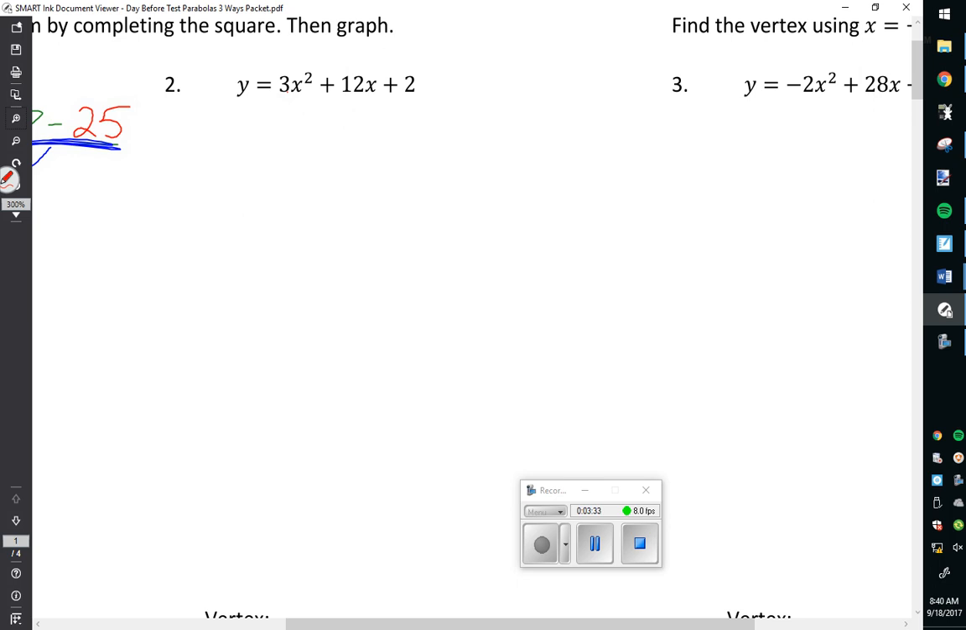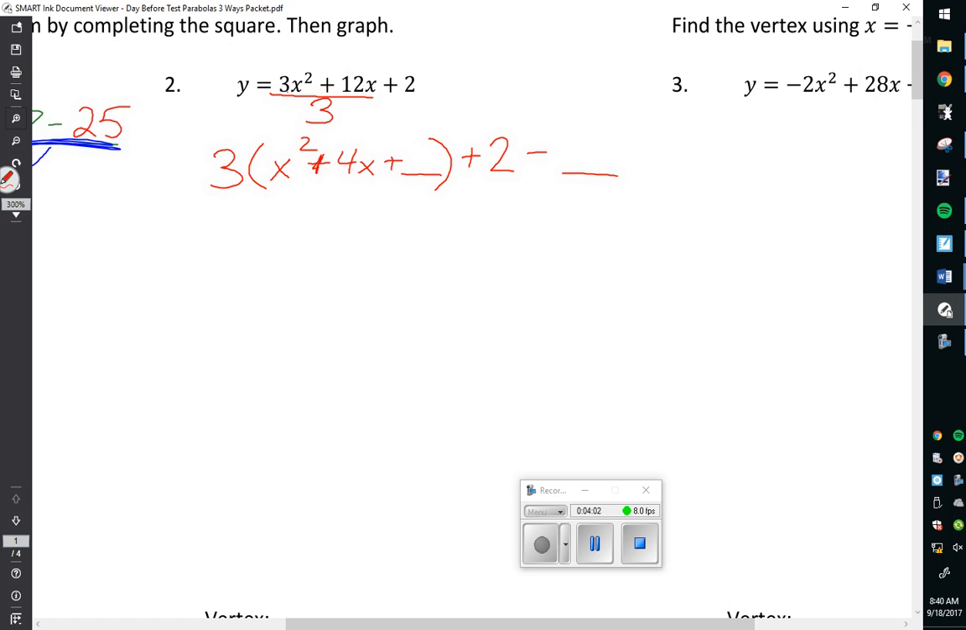Yep, I got to divide that by 3. And what else do I got to divide by 3? Yes, divide both of those things by 3. She's taking a 3 out in front. She's factoring out in front. And so that's going to leave her with x squared, 12 divided by 3 would be plus 4x plus blank. And then out here she's going to have plus 2 and a minus blank.